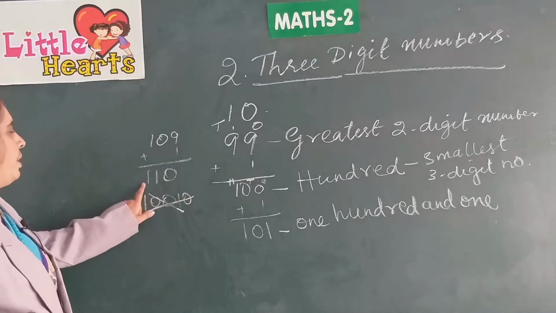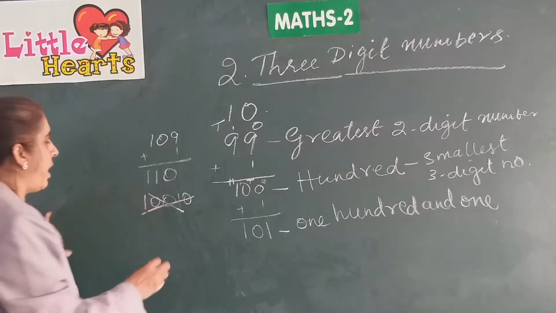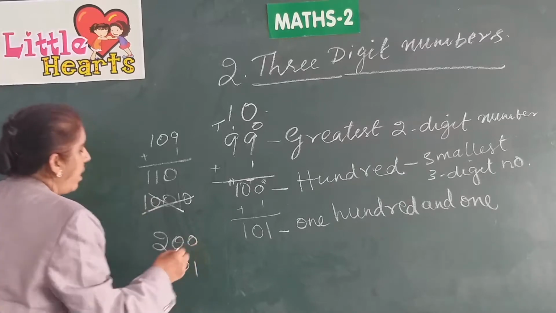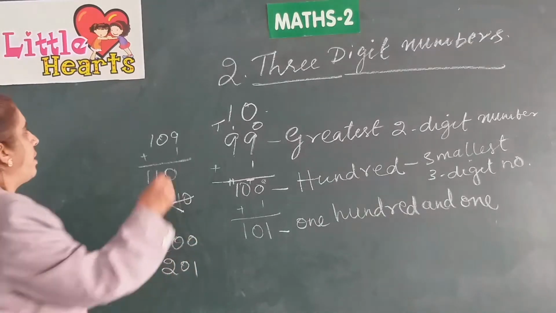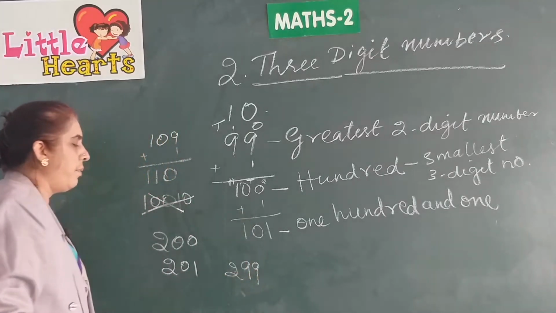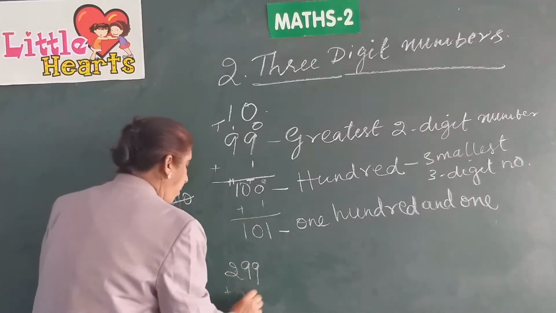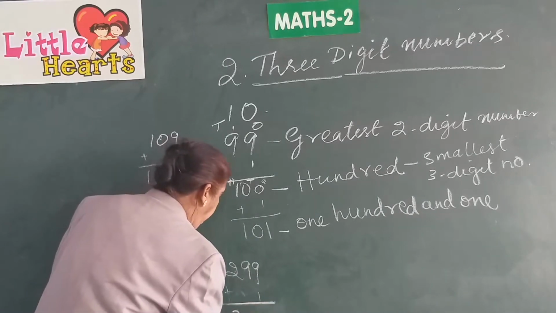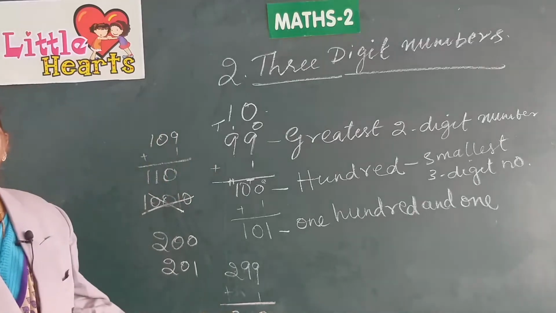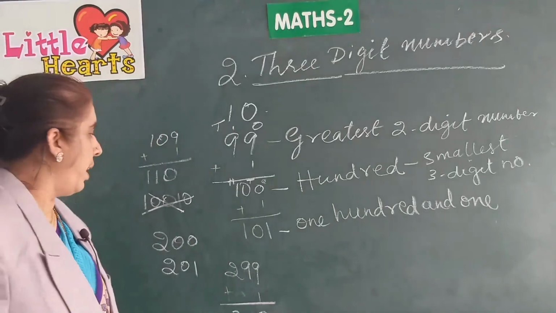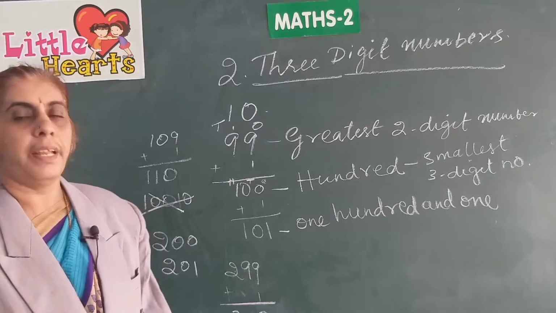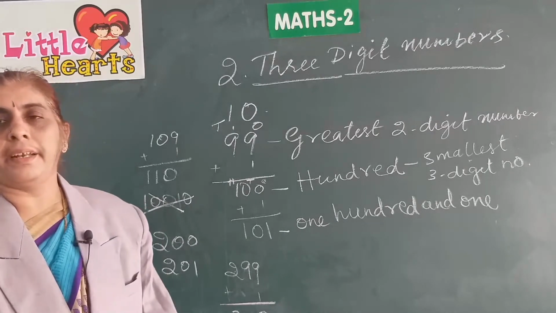When there is 2 in the hundreds place, we read it as 200 and 201, like this and so on. So until 299, we can easily read. And when 1 is added to it, we get 300. And when 3 is in the hundreds place, we read it as 300. And we can write numbers from 300 to 399.